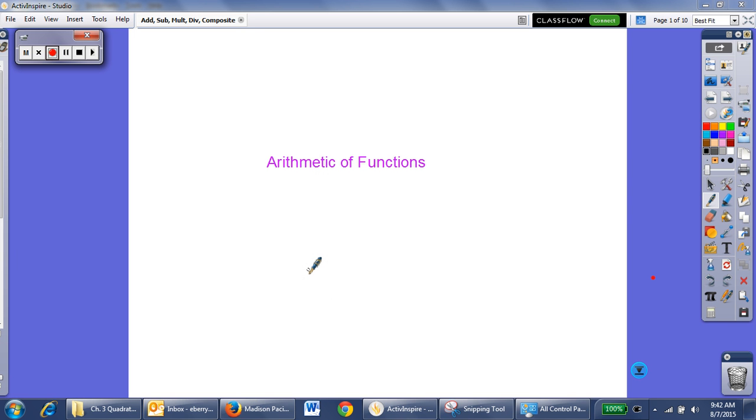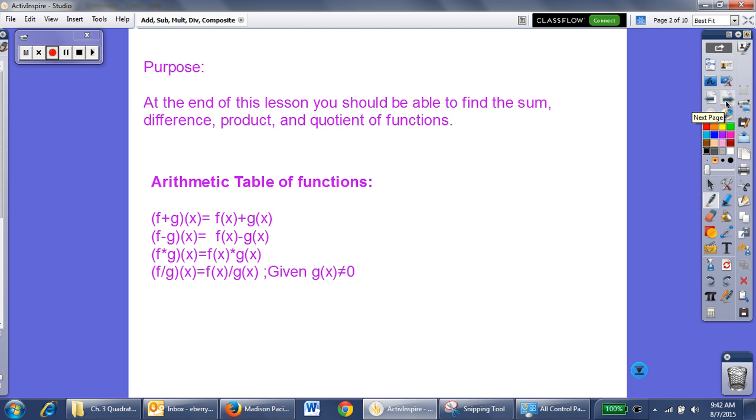Hi students, today we'll be talking about the arithmetic of functions. At the end of this lesson, you should be able to find the sum, difference, product, and quotient of functions. So make sure you write this in your notes, the arithmetic table of functions.